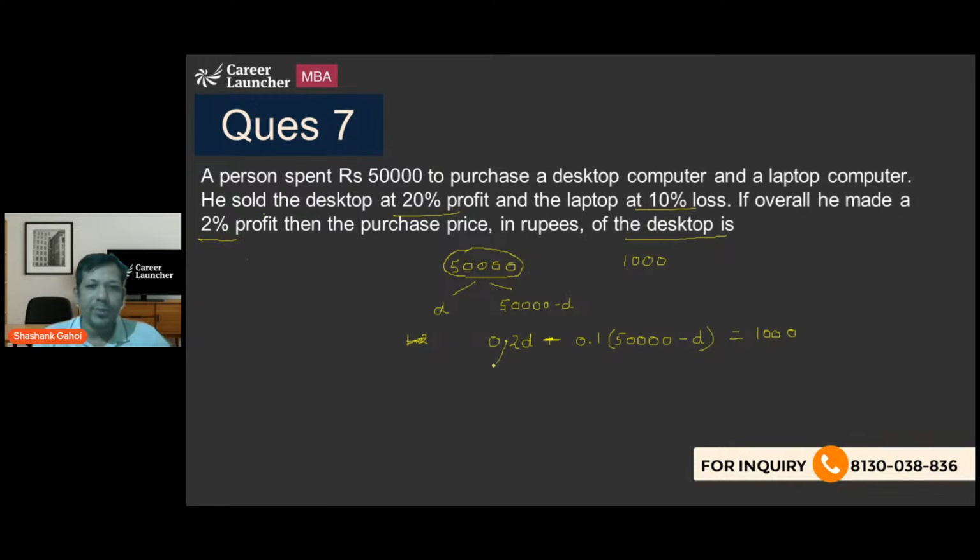Let's remove the decimal, so this zero increases. I got 2D minus 50,000 plus D, and that's equal to 10,000. So from here I can say 3D is equal to 60,000. So D comes out to be 20,000 rupees.